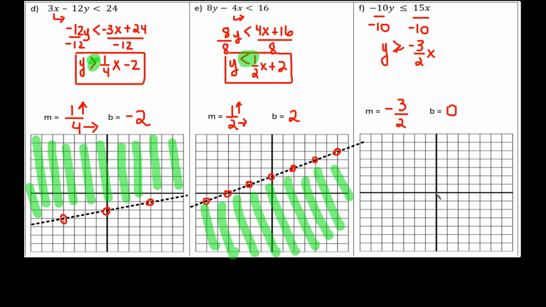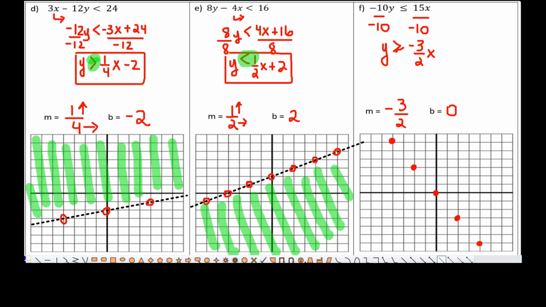So we're going to use a solid point. We're going to start at 0, and there we're going to go down 3 over 2, down 3 over 2, and now backwards, up 3 over 2, up 3 over 2. Now we're going to connect the dots using a solid line. So there we go.